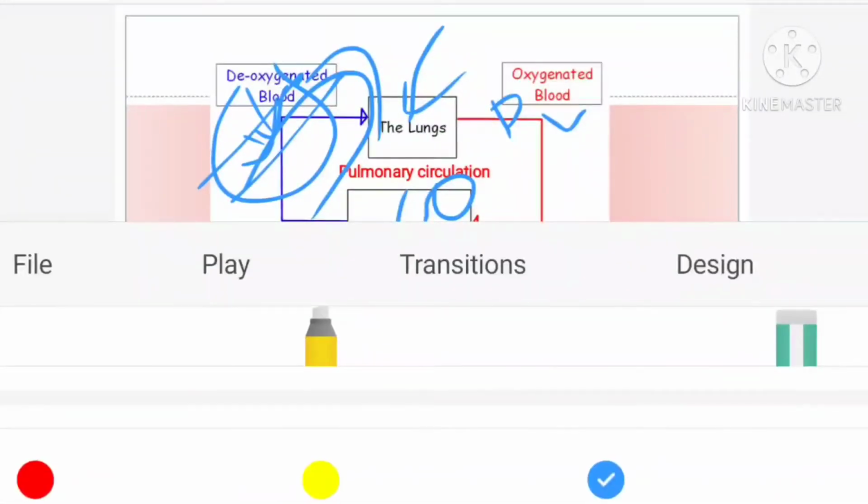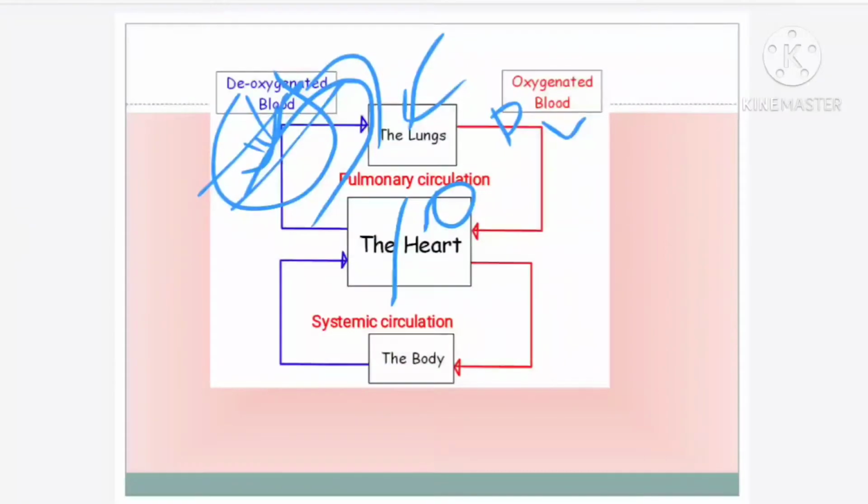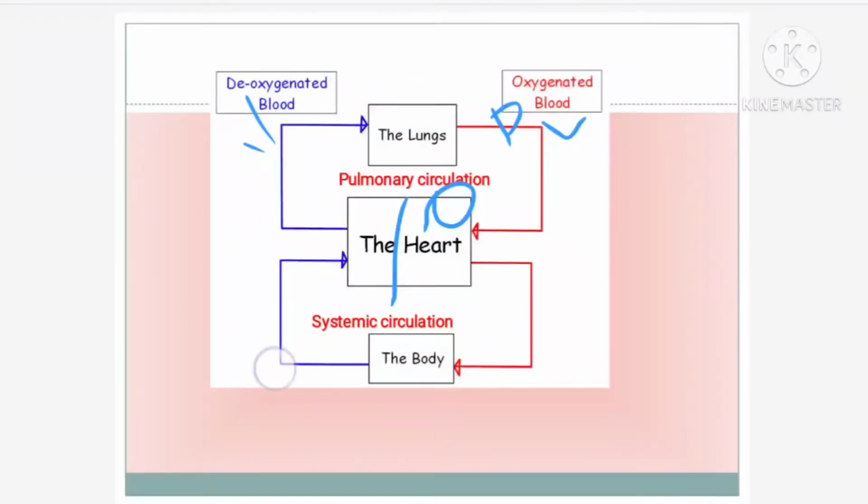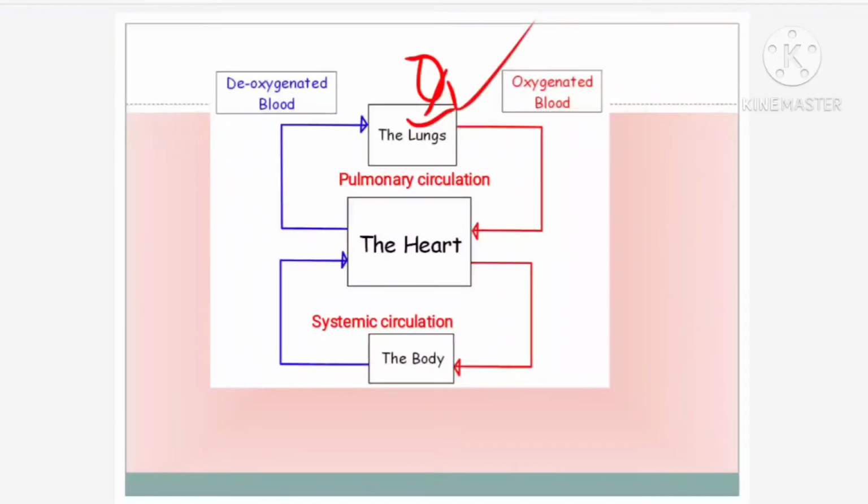Now, I will just change the color so that it will become much clearer. We are now discussing pure blood. Pure means what? Oxygenated blood. So, the oxygen is reaching the lungs, and in the alveoli the oxygen is going into the blood capillaries, and through the vessel called the pulmonary vein, the blood is pumped into the left auricle of our heart.